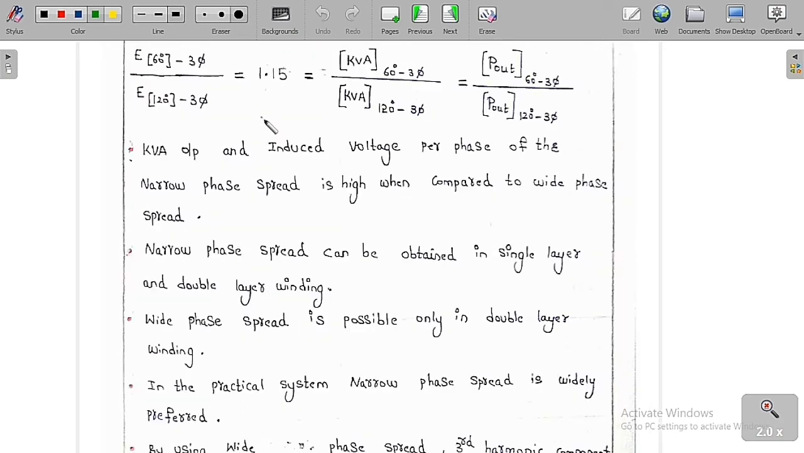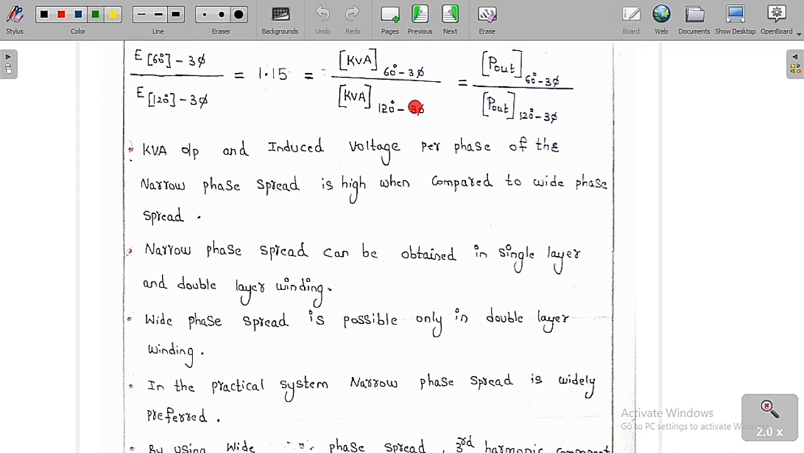Similarly, we are going to find the EMF induced also. So the EMF ratio: the EMF induced in the three-phase system for 60 degree phase spread divided by the EMF induced in the three-phase system for 120 degree phase spread, we are going to see now. Same thing, it is a ratio, because the turns per phase is the same. In the numerator and the denominator it is a three-phase system, no matter whether it is 60 degrees or 120 degrees, the turns per phase is the same. So the turns per phase also get cancelled.